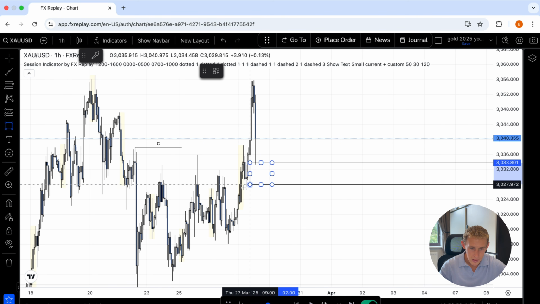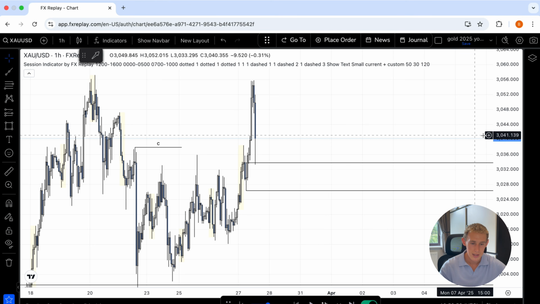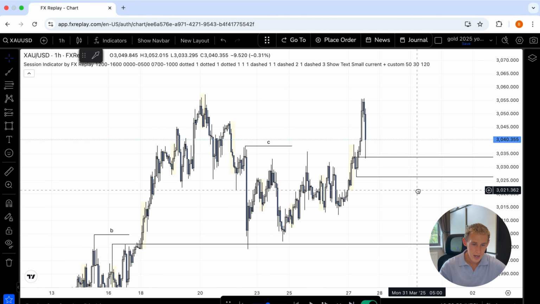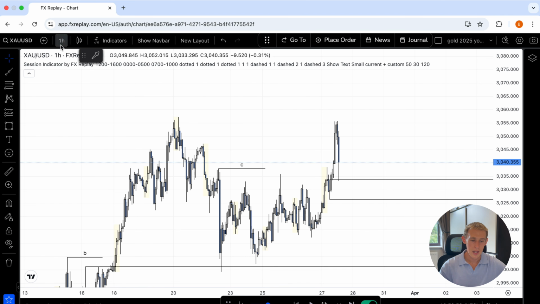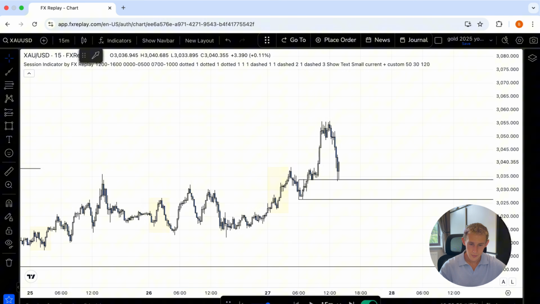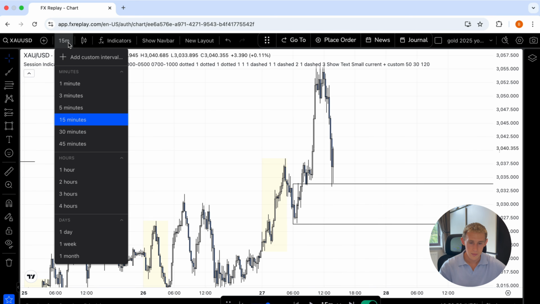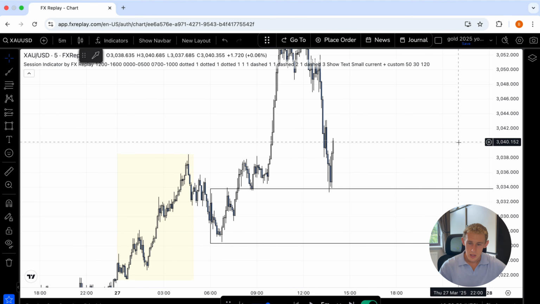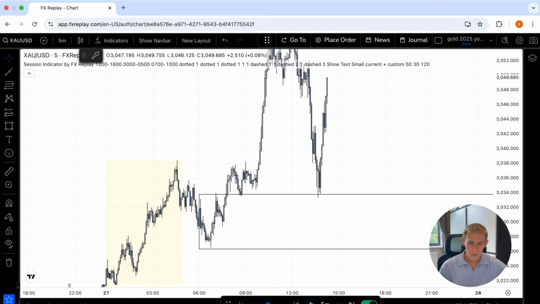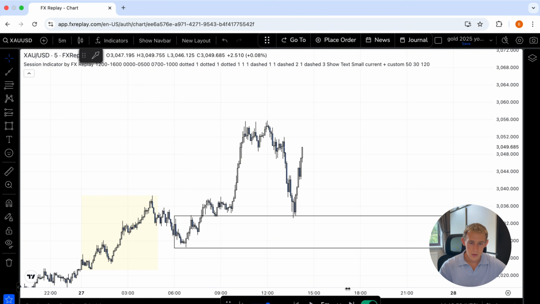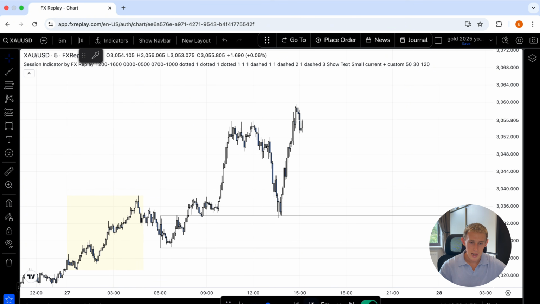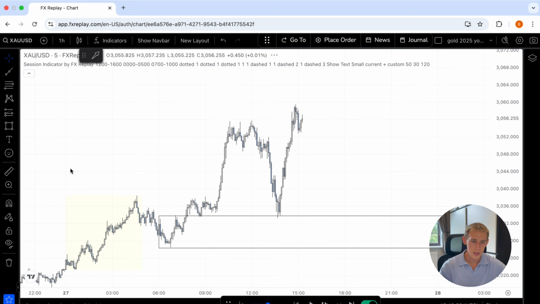This area of demand here that price has just tapped into stands out to me. I would want another confirmation here though. I wouldn't want to just set a limit on this area. So let's have a look, if we're on the lower time frames. Yeah, it looks like price just wants to tap and go. Yeah, there we go. So no entry there.